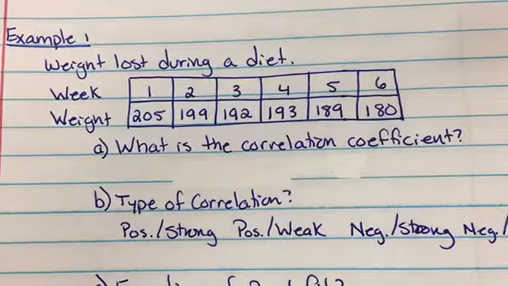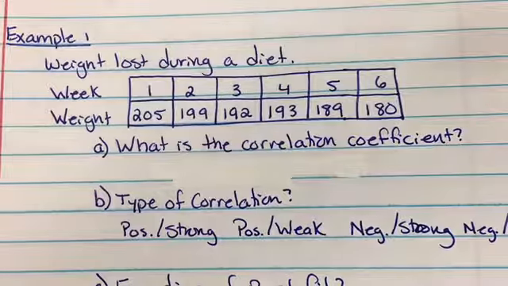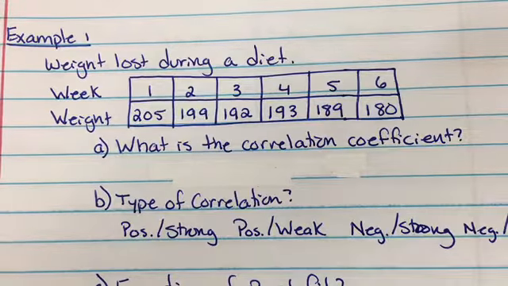All right, example 1. Here is some data for someone's weight loss during a diet plan. Top row is your weeks. Bottom row is their weight at the end of each week. So what is the correlation coefficient?